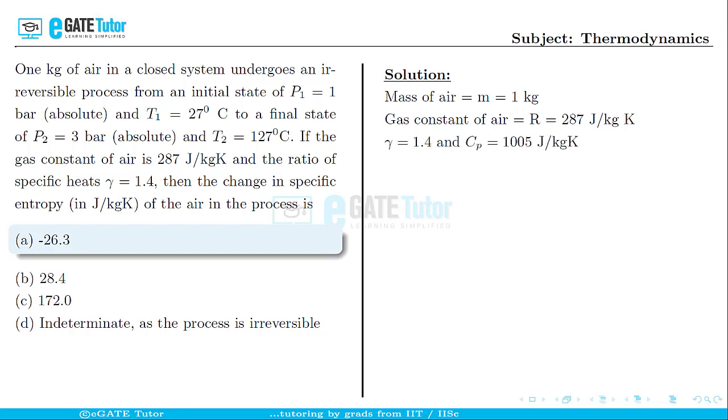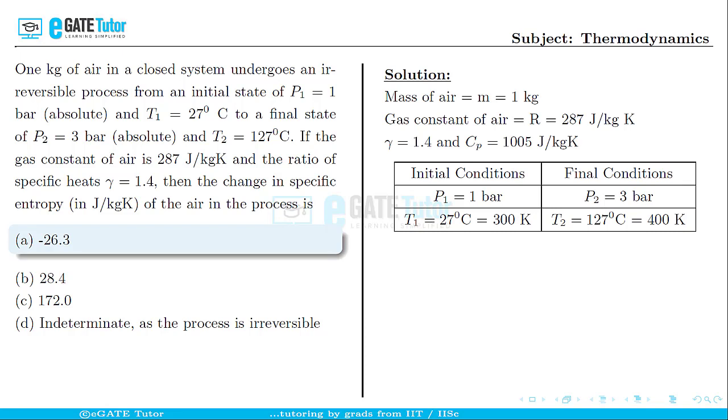The initial conditions and final conditions of the air are given, where the initial conditions are P1 equal to 1 bar and T1 equal to 300 Kelvin. Final conditions are P2 equal to 3 bar and T2 equal to 127 degrees centigrade. Converting that into Kelvin will give us 400 Kelvin.